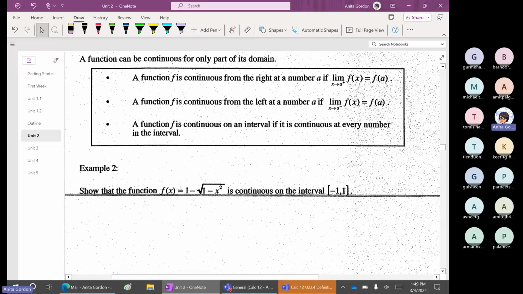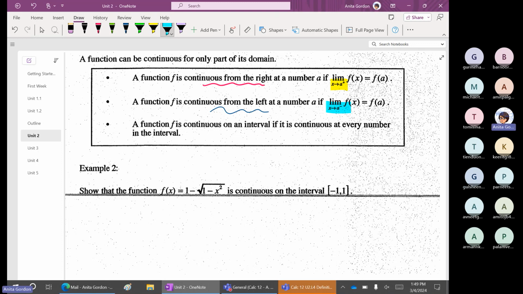Okay, so a function can be continuous for only part of its domain. That's all right, that is allowed. A function could be continuous from the right, and the way that we say that is we denote a little plus sign next to our letter, saying that the limit is this and equals the function from the right. It can be continuous from the left, and we use the same simplification. As long as the limit approaches and equals the function from one direction or the other, we can say it is continuous from one direction or the other.